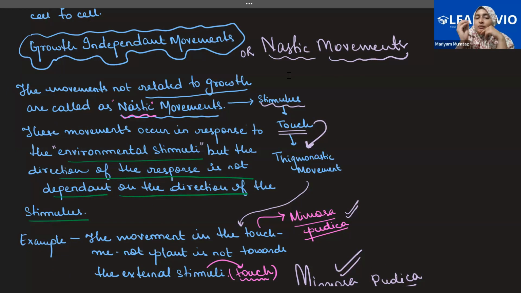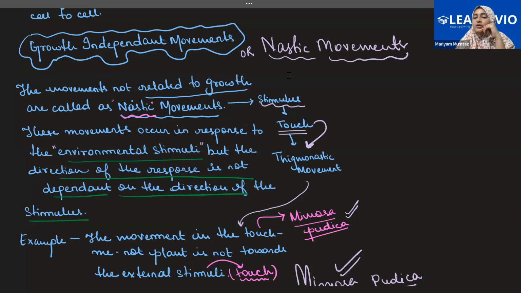Now what happens? They mostly occur as a response to the stimulus that has been provided by the environment. Okay, and for example, if we talk about humans only, right? If someone pats on someone's back, that person will turn behind, right? Meaning the response is made towards the stimulus, isn't it? But here, the direction where the response is being made is not dependent on the direction from where the stimulus has been provided.